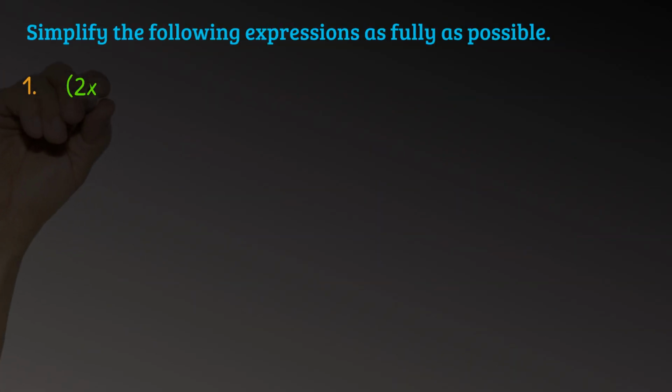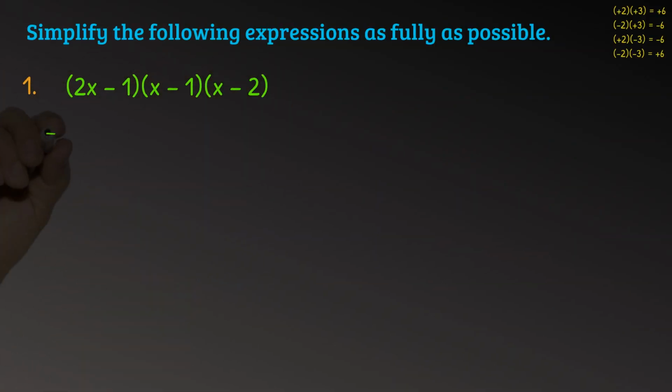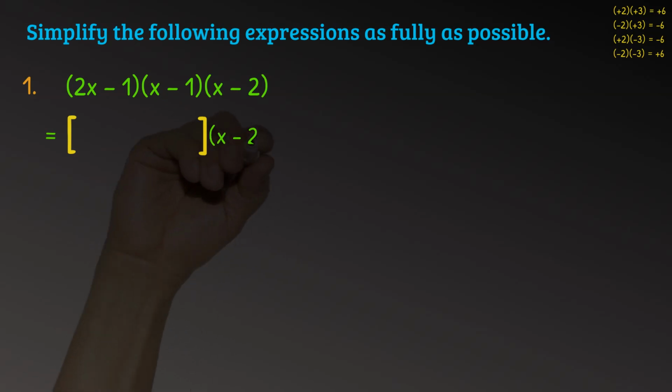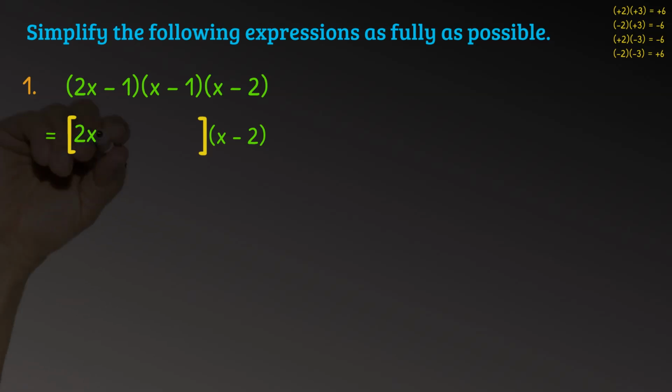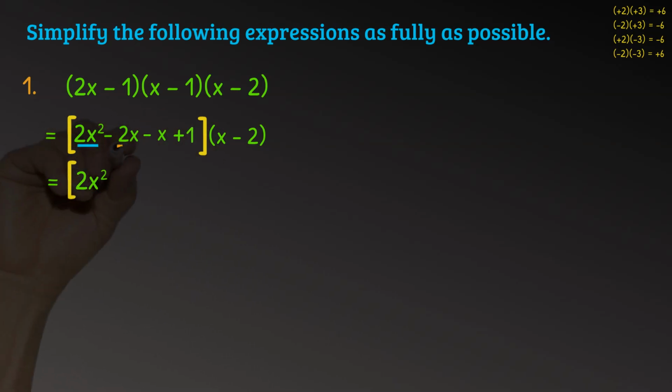So in the first question I'm going to multiply out the first two brackets first. However, as I mentioned before, you can do these in any order and you should get the same answer. So multiplying 2x by x gives us 2x squared, and 2x times minus 1 gives us minus 2x. Then minus 1 times x is minus x, and minus 1 times minus 1 is a plus 1. There are two terms that contain x in the yellow bracket, so we combine them to give us minus 3x.